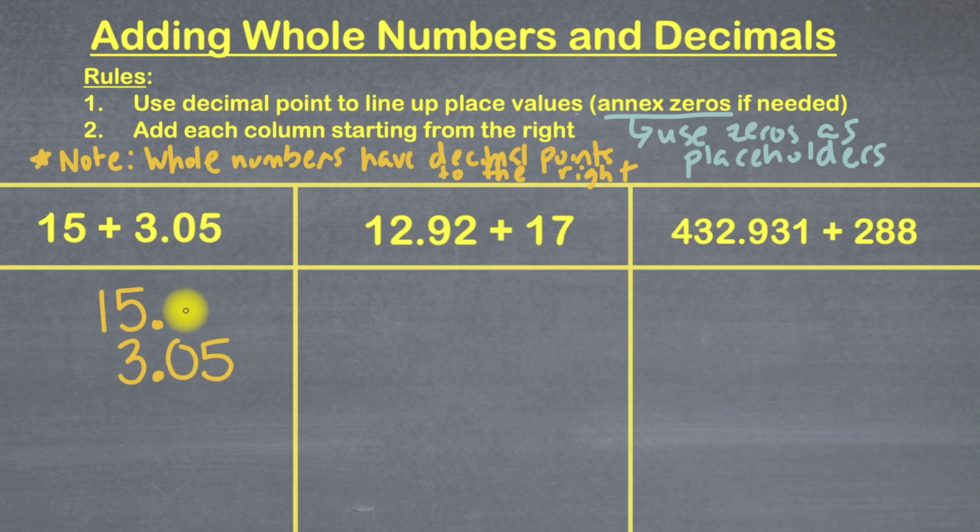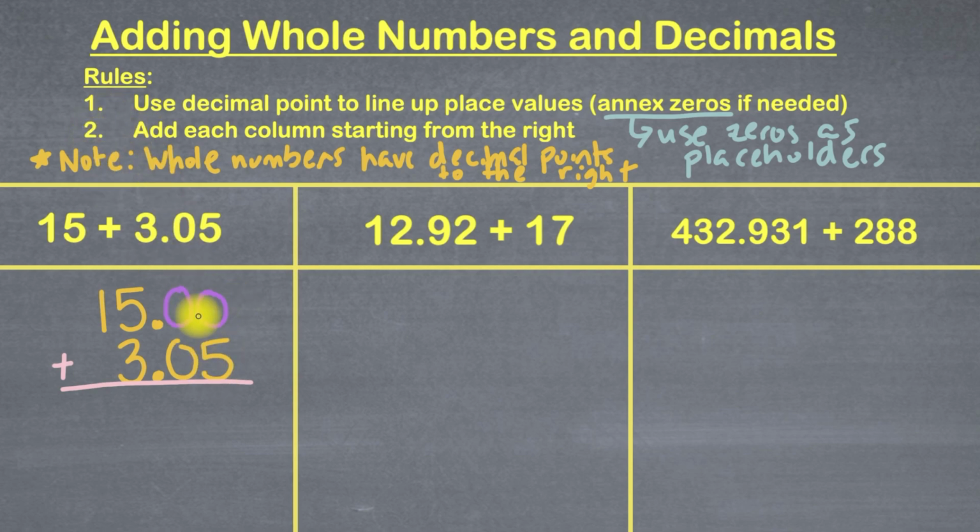Now, we have these 2 blank place values. This is where we can annex zeros. And that just means we're going to use zeros as placeholders. So I'm going to put a 0 here and a 0 here. And now that everything is lined up, I can proceed to add. I'll put a plus sign here and a line under everything. And I have to make sure that I start at the right, like it says in rule number 2.